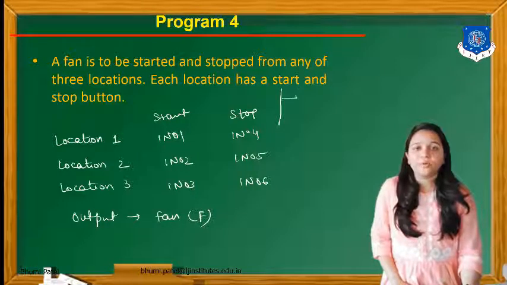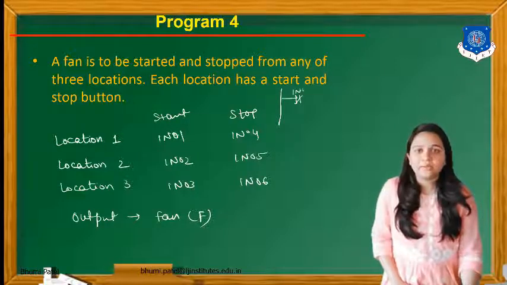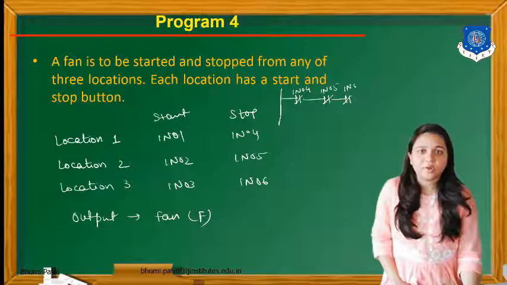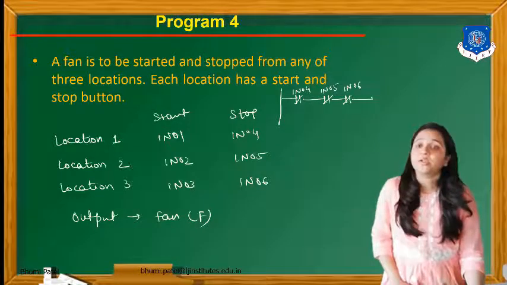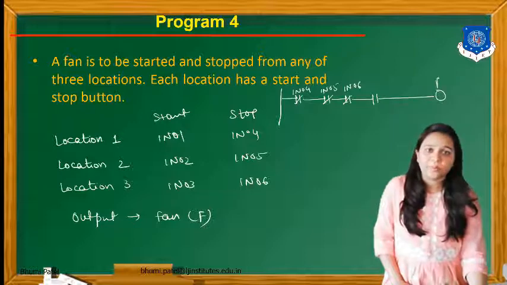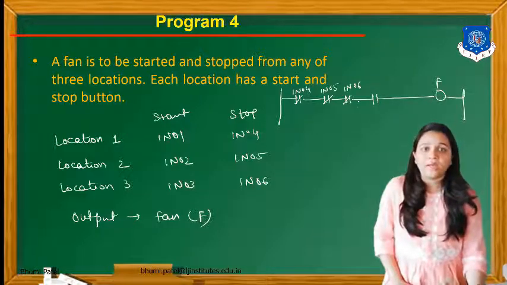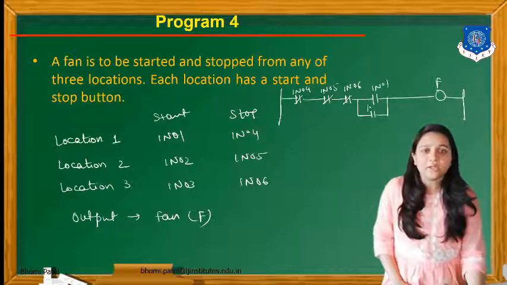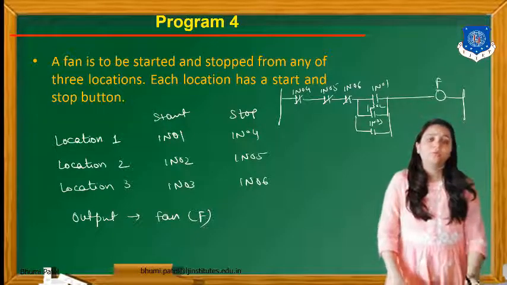First of all, we can put the stop buttons IN04, IN05 and IN06. They are normally closed contacts. And what is the condition for the starting position? If any one is on, the output must be on. So this is my output F, and for that any one of the inputs, that means IN01 or IN02 or IN03, any one of the inputs will be on.